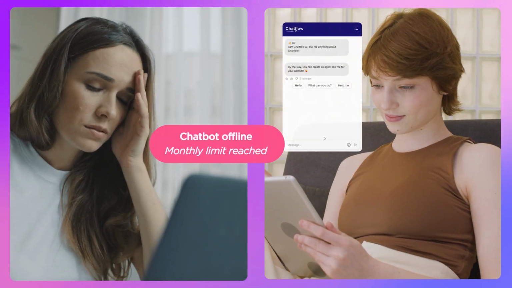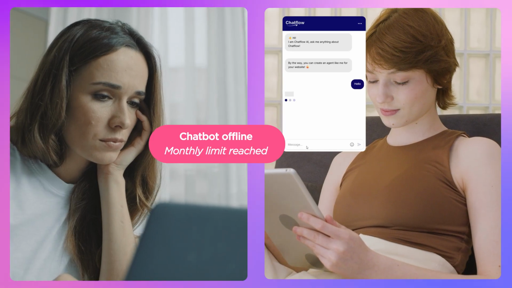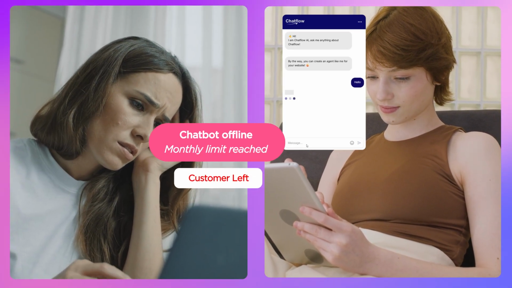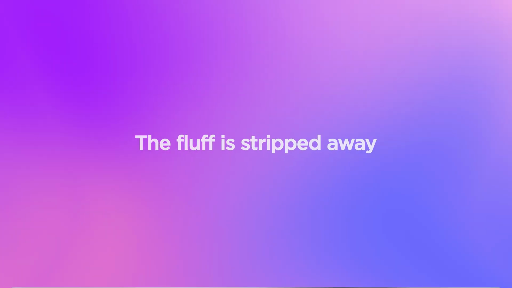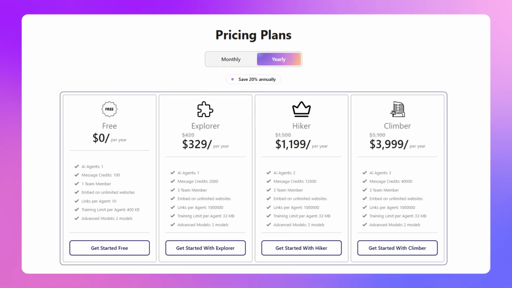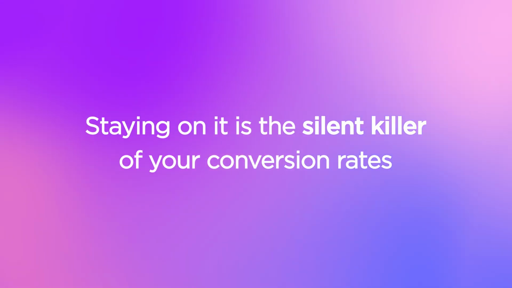When a hot lead lands on a site at 2 a.m., ready to buy, and gets met with total silence because a monthly message cap was breached, that user doesn't wait around. They click away. Today, the fluff is stripped away to look at the cold, hard numbers. This is the exact blueprint to determine if the ChatFlow free plan is plenty for now, or if staying on it is the silent killer of your conversion rates.